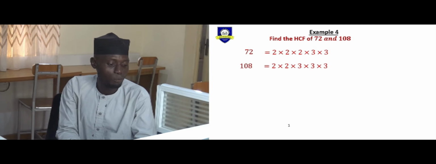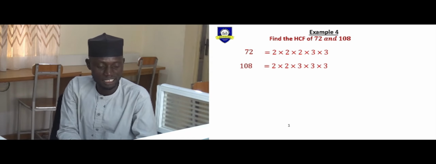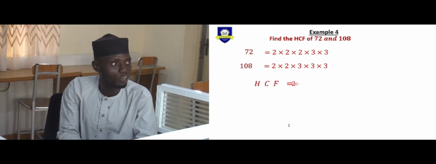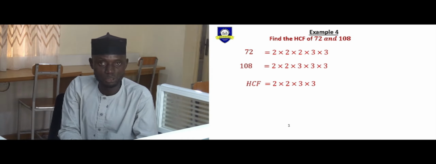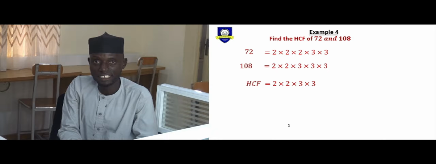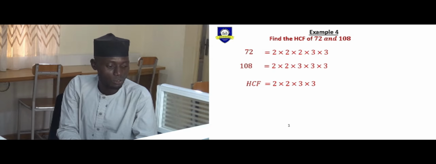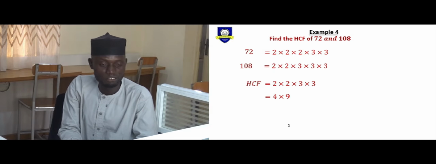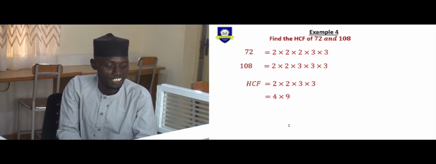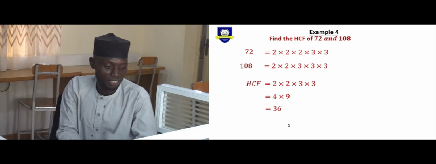As you can see, comparing this, we have 2 times 2 times 3 times 3, and these are the common factors of 72 and 108. So next we multiply out. 2 times 2 gives 4, and 3 times 3 gives 9. So 4 times 9 leaves us with just 36. So the highest common factor of 72 and 108 is 36, and that answers the question.